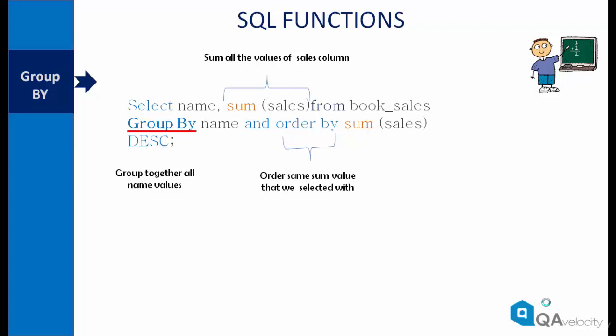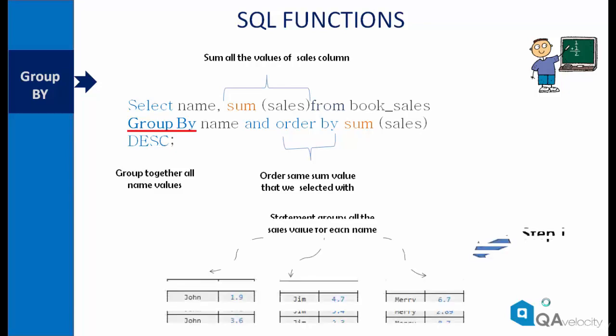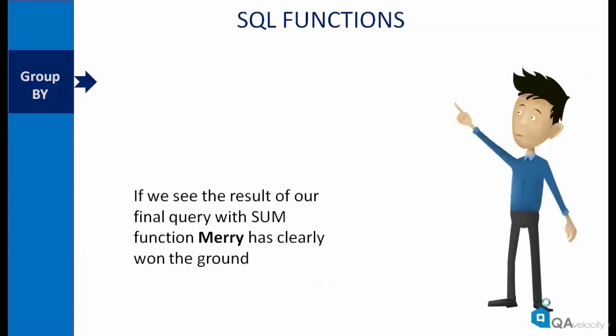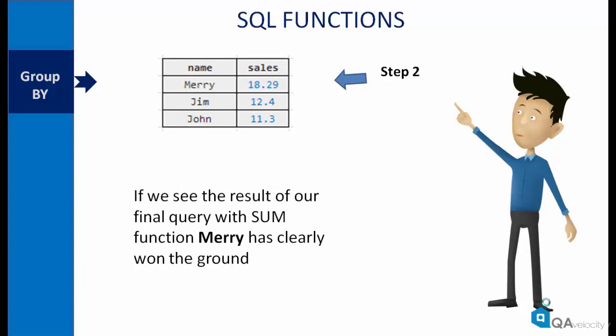So if we analyze the result step by step, first thing our query would do is group the sales amount by each of the persons. It has a separate group for John, Jim and Mary. And in the second step, it has totaled the value of each of the persons, and the order by clause has arranged the results into descending order. So finally, Jeff got the result. Mary has clearly won the ground.